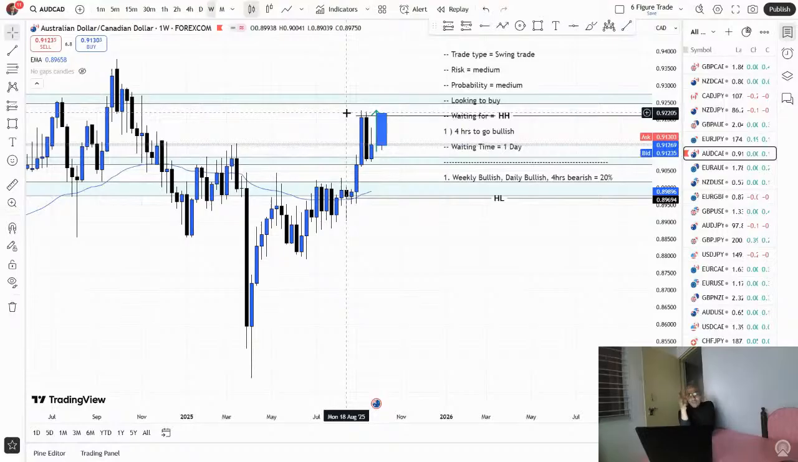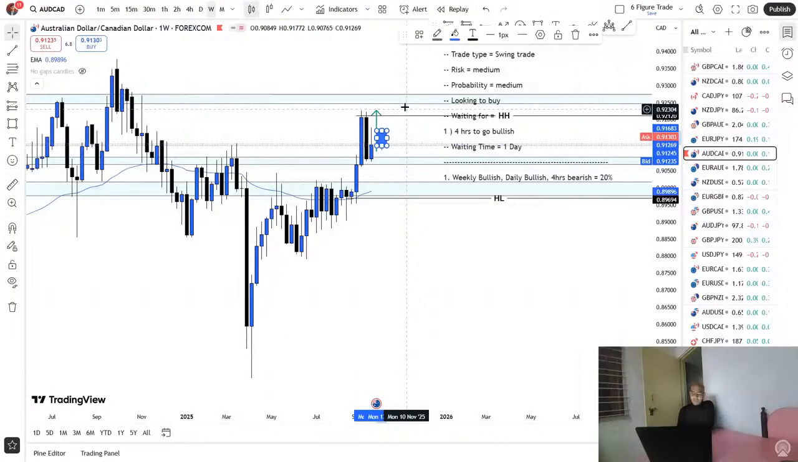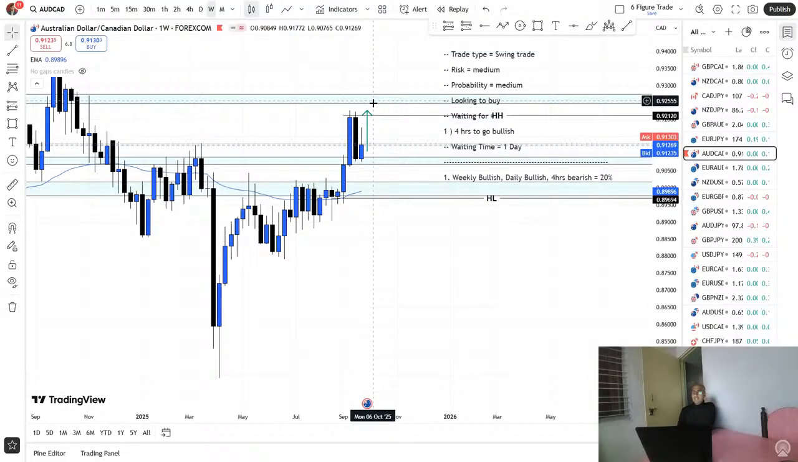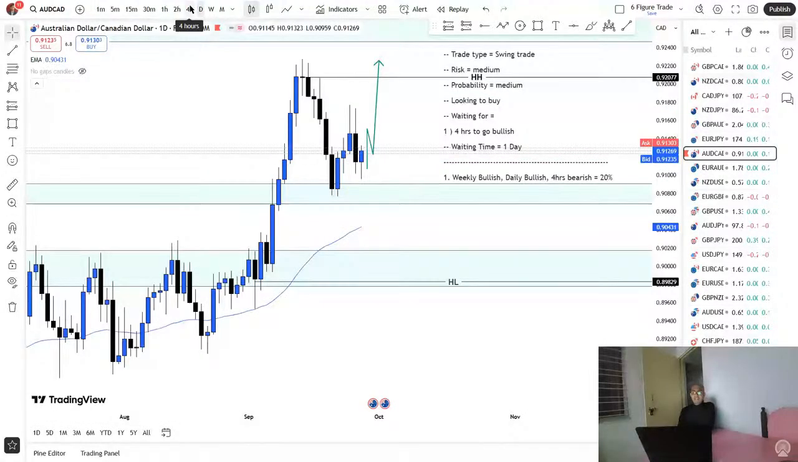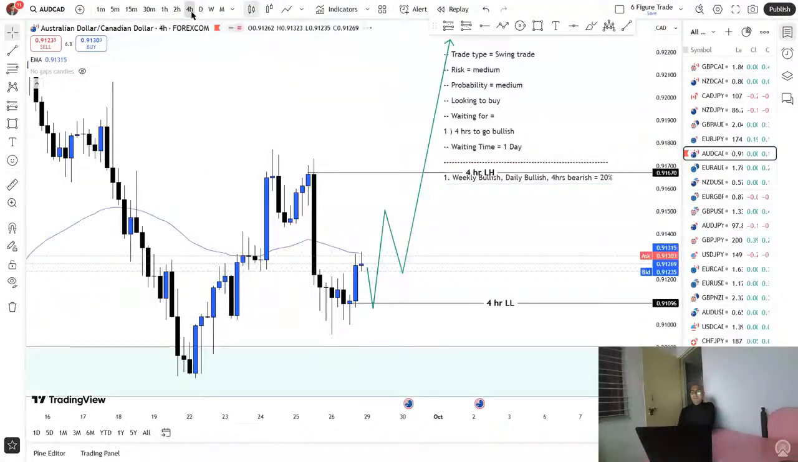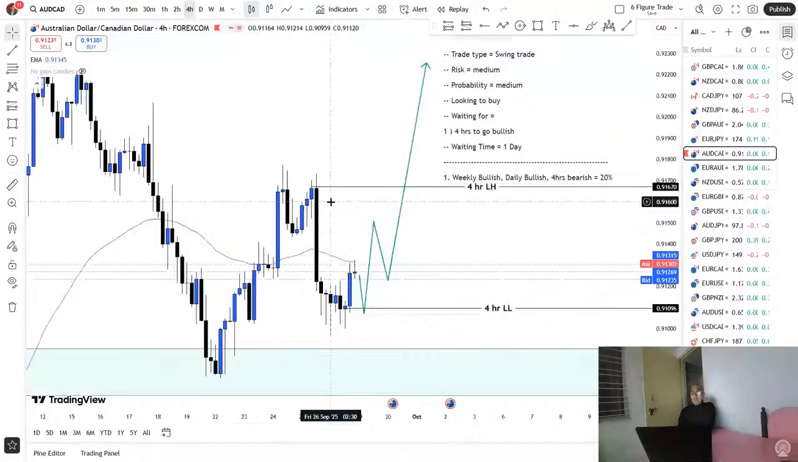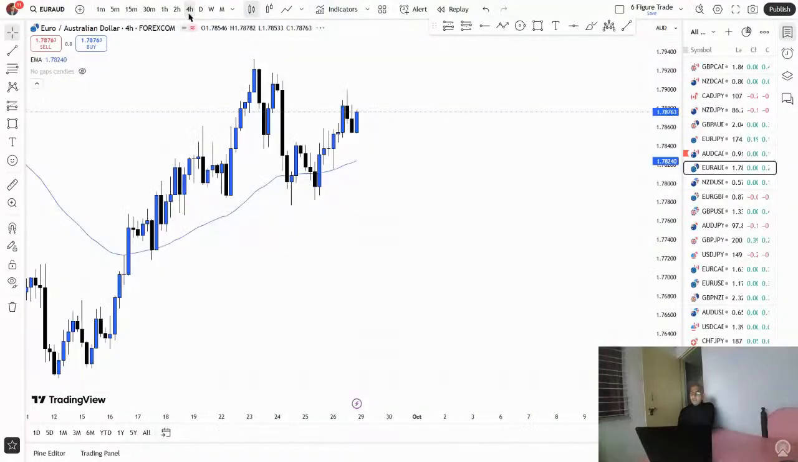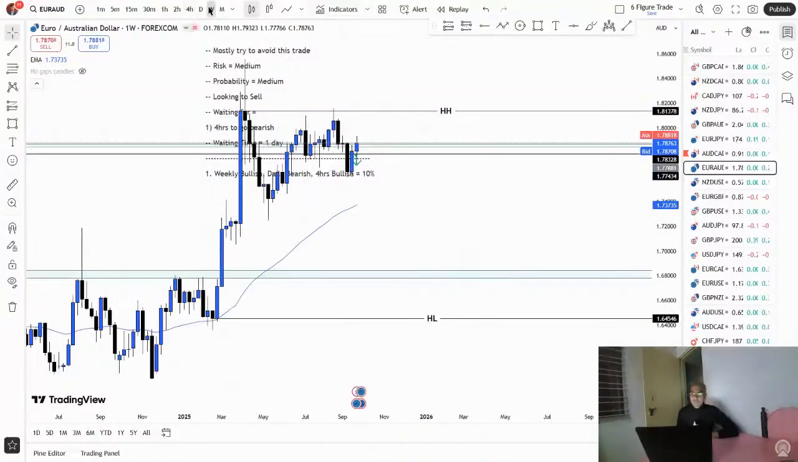Pretty much a lot weird. That is why I have put this probability as medium, because it doesn't have that aha moment. We'll see. What I want is yes, I want 4 hours to go bullish. That is what I want. If 4 hours doesn't get bullish, we are not going to take the trade for sure.